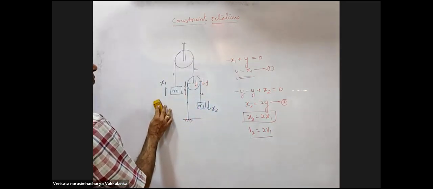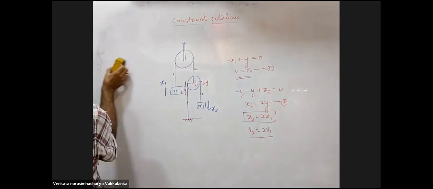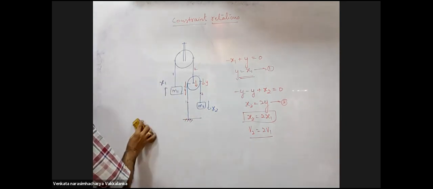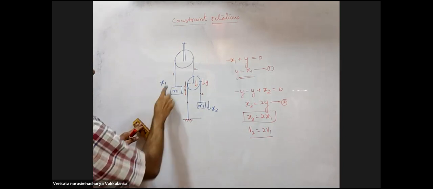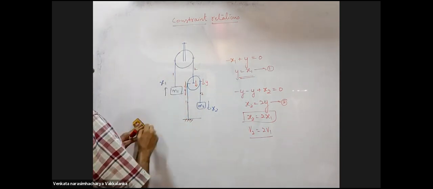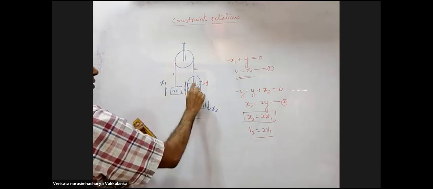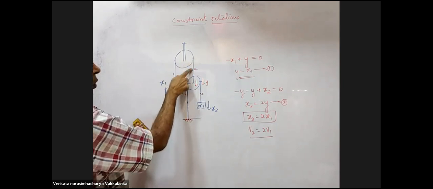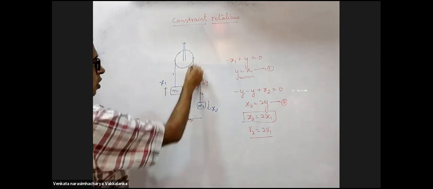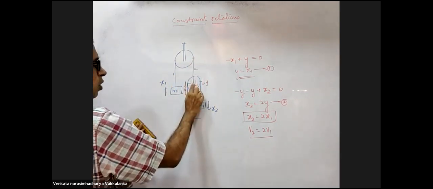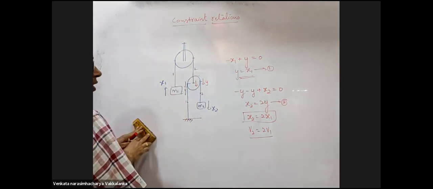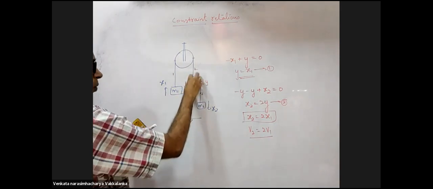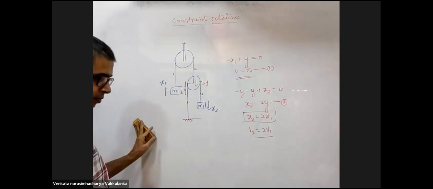Can I rub the board? One minute. Sir, how did you get minus x1 plus y? x1 is moving towards the center of segment 1. Yes sir, minus x1, but how y? y is moving away from the center of segment 2. Won't it be 2y? In this string, the upper end is fixed and the lower end is moving away from the center of the segment by y. We assumed the whole pulley is going down by y. Okay, sir.